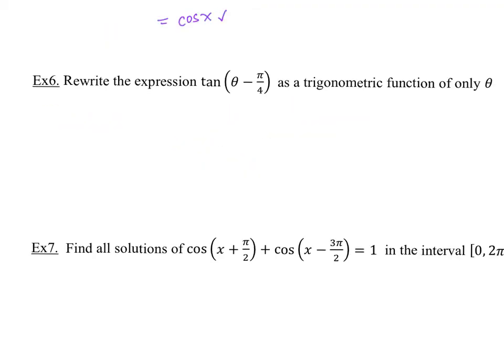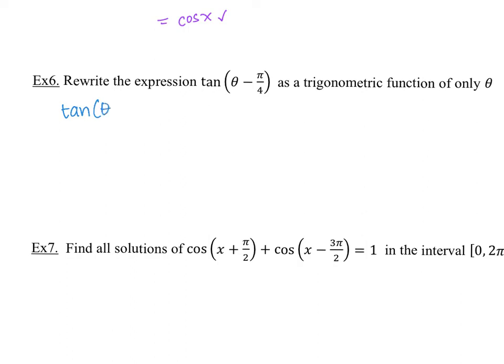Okay, example 6 is using the tangent difference formula. We don't use the tangent difference formula a lot, and that's just because if you know the sine and the cosine difference formula, you can find the tangent difference formula by doing sine over cosine, and often that's faster and easier. But I'm just going to show you what it looks like if we were to plug into it.